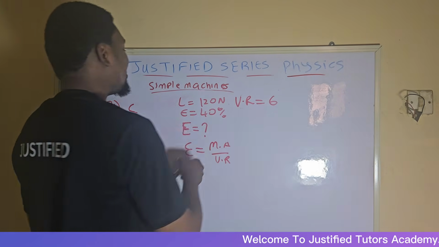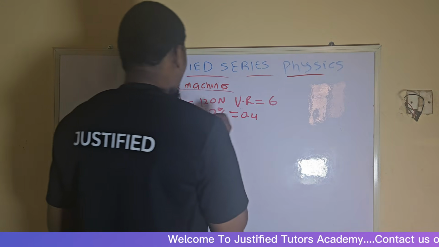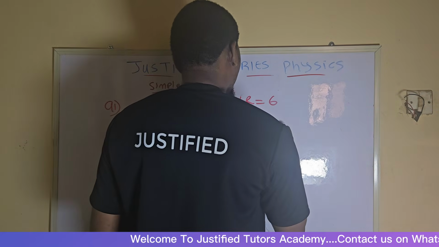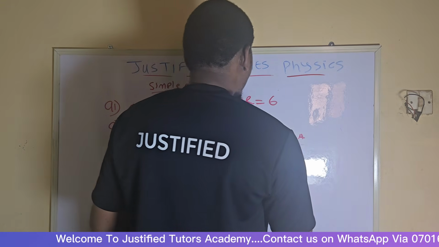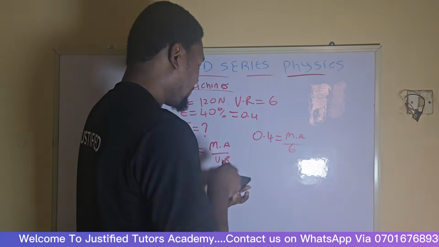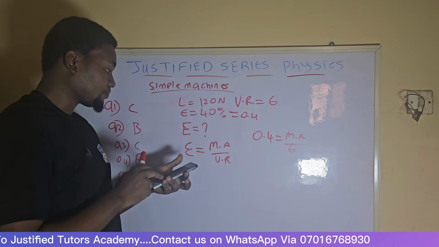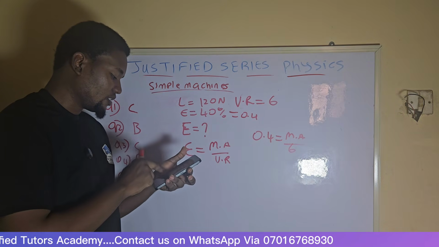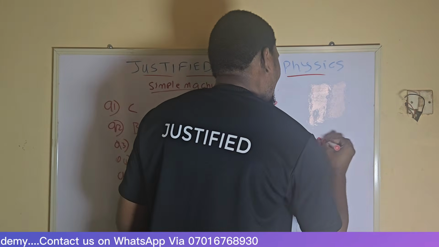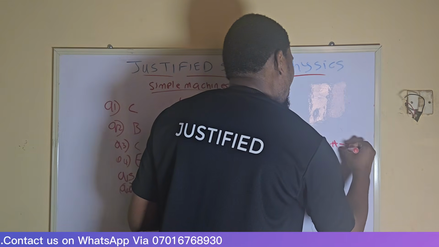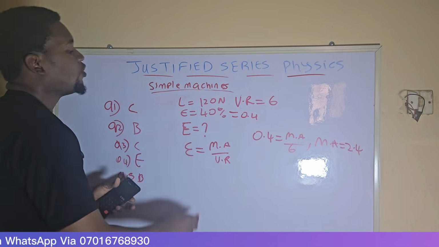So our efficiency of 40% is also the same as 0.4. So now in the question we have 0.4 equals MA over 6. 6 times 0.4, let me quickly punch my calculator, I don't want to waste time again. 6 times 0.4 is 2.4. So our MA is 2.4, right?